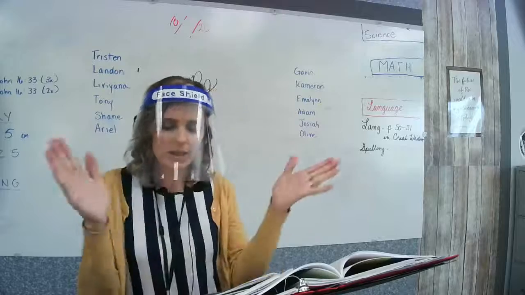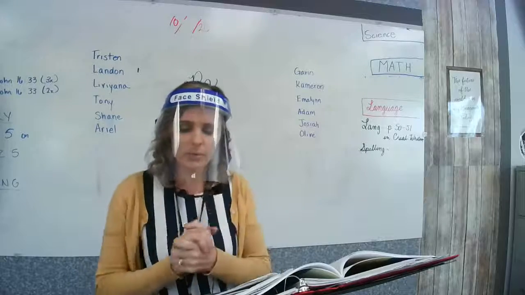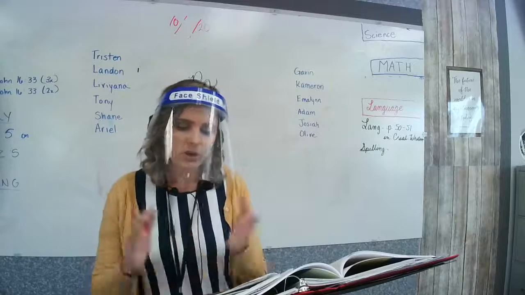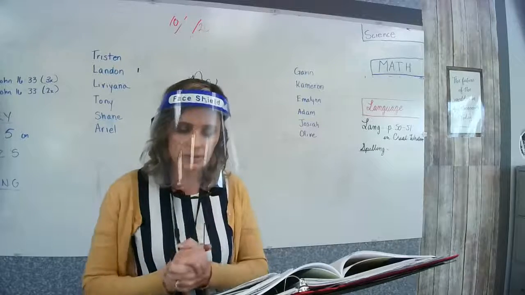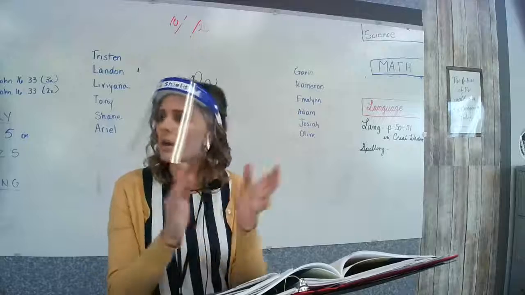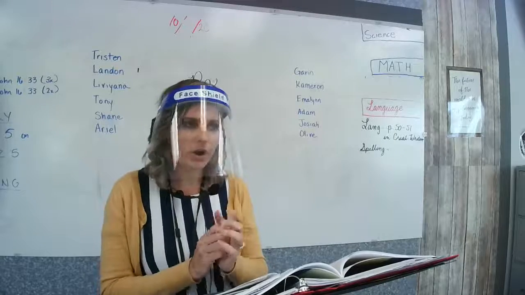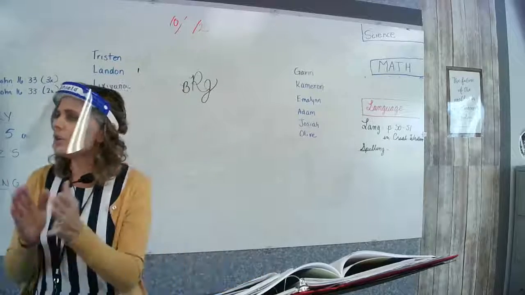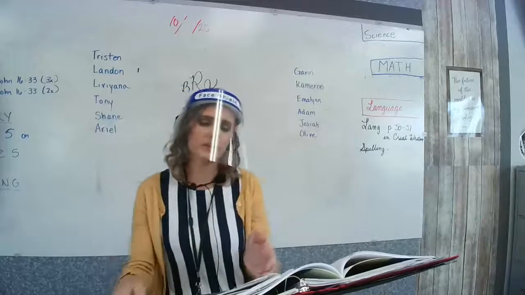Number 30, capable. Number 31, manageable. Number 32, portable. Number 33, remarkable. Number 34, reliable. And number 35, noticeable. You may be seated.